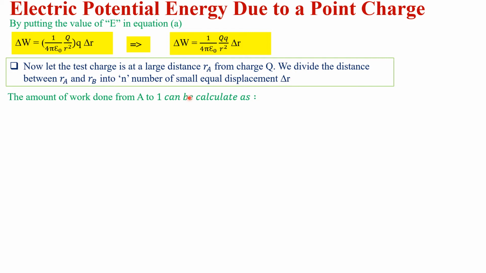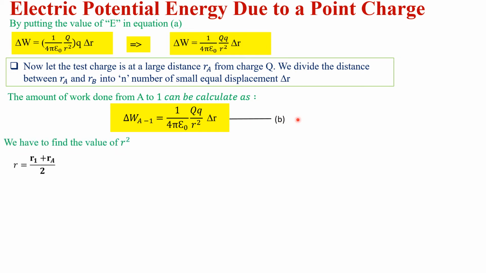We have moved the test charge from infinity to point A. Now we will move the test charge from point A to point 1 and then from point 1 to point 2, from point 2 to point 3 and then from point 3 to point 4, till point N, and from point N to point B. For moving this test charge, we are doing work on it. The amount of work done from point A to point 1 can be calculated as delta W A to 1 is equal to 1 upon 4 pi epsilon naught Q upon R square into delta R. Let's call it equation number B.